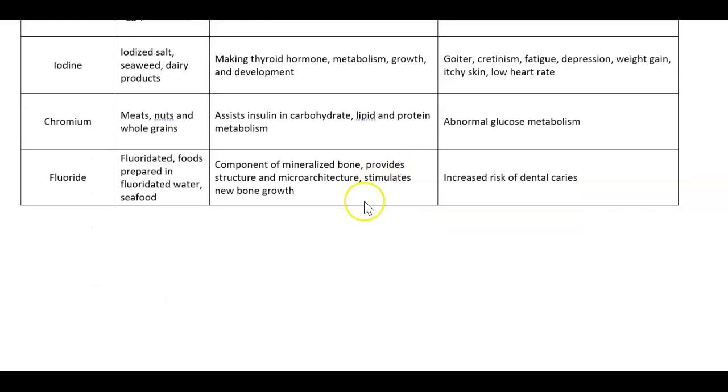And finally, fluoride. It is going to be found in fluorinated water, and then foods that are prepared in fluorinated water, and seafood. Adding fluoride to our water supply can be a pretty controversial issue. Some communities do. The city of La Crosse does have fluorinated water, but it tends to be a battle about whether or not a city should put fluoride in water or not.